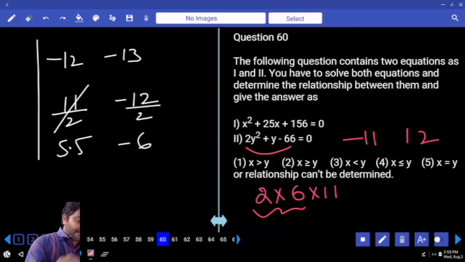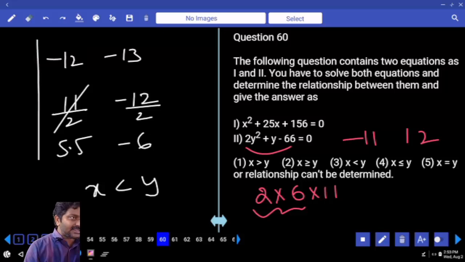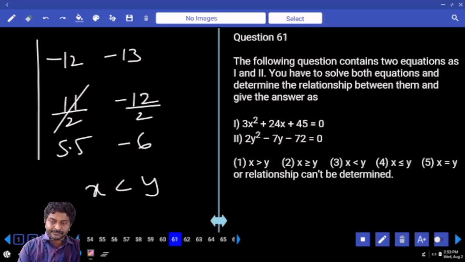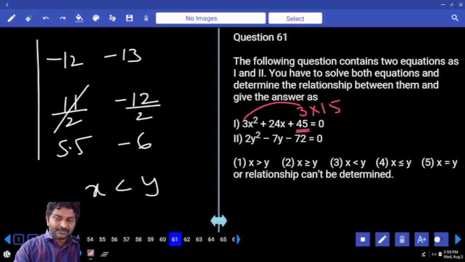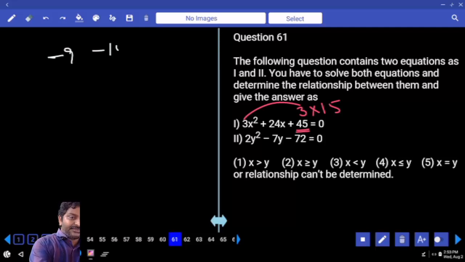X is less than minus 12 minus 6. Less than minus 13 minus 6. Less than X less than Y. So this number we can write it as 3 15 times only. 3 into 3, 9 and 15, that is 24. Minus 9 minus 15 divided by 3.